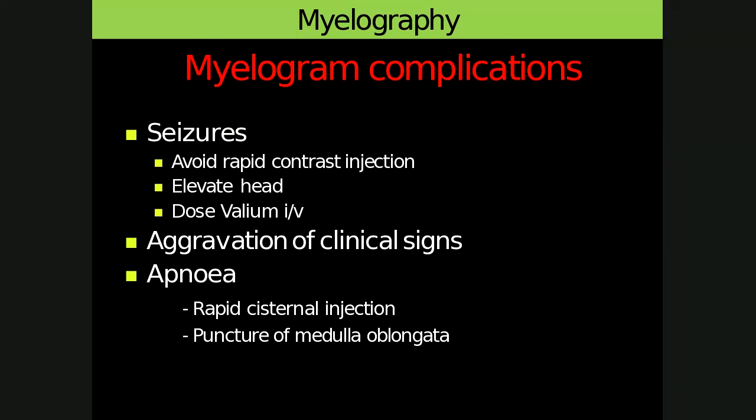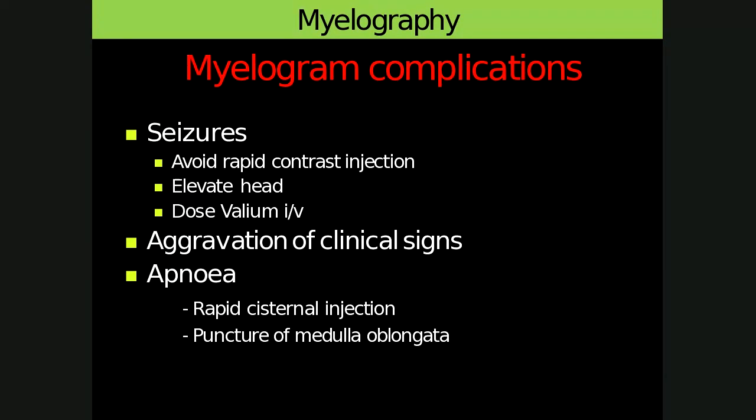So the complications of myelogram is something that you guys do need to know. Seizures can occur, especially via the cervical route. So you want to avoid giving contrast rapidly because this will result in very rapid pressure changes within the subarachnoid space. To prevent this, we try to elevate the head, and if seizures do occur, you can give Valium IV.